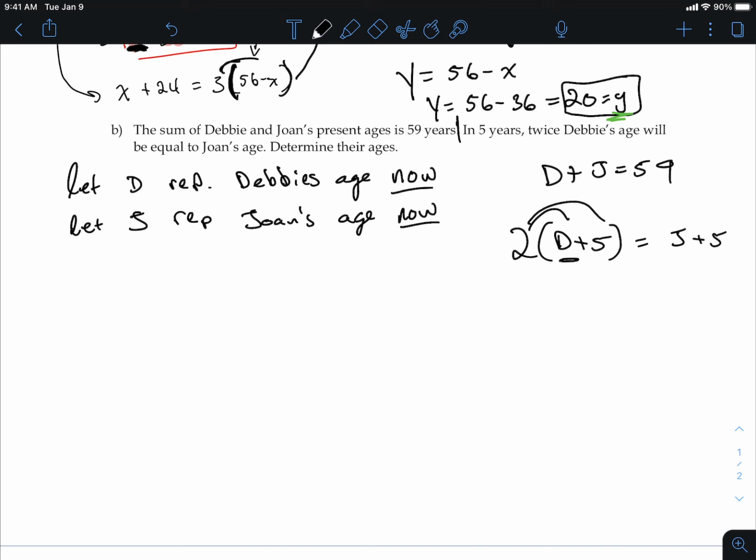Wait, shouldn't the 5 be outside the brackets? Because then it wouldn't be going up by 10 years. Should it be 2 and then bracket D, then plus 5? So you add the 5 on after you times her age by 2? No, it's because her age in 5 years is also double. Joanne's age in 5 years is 2 times Debbie's age in 5 years, plus 10.